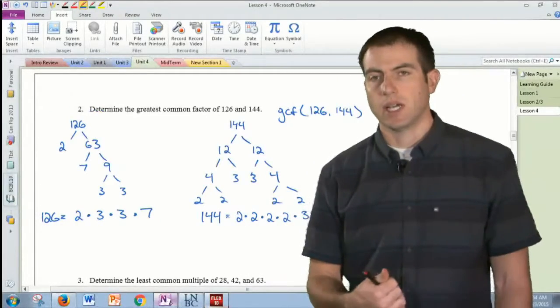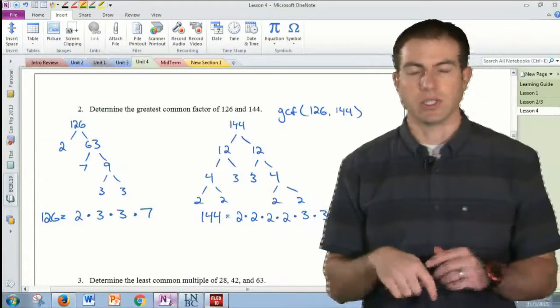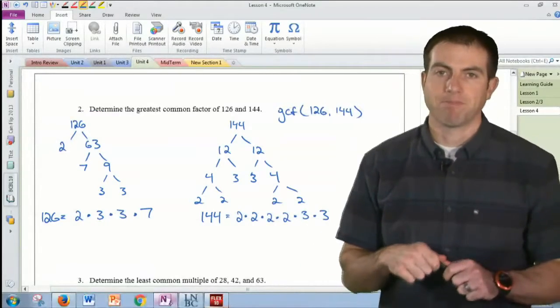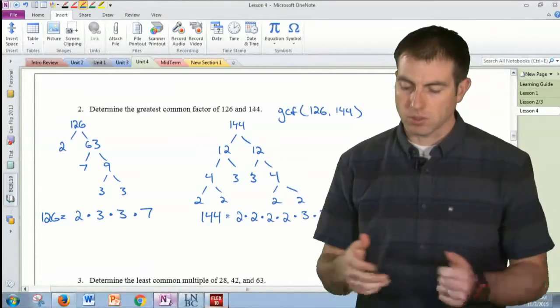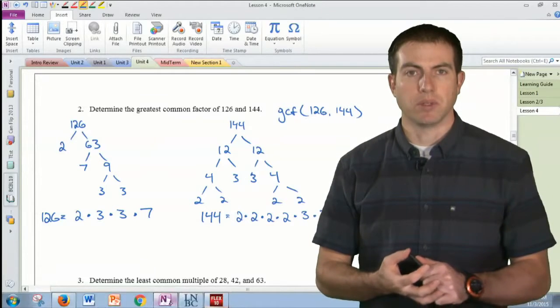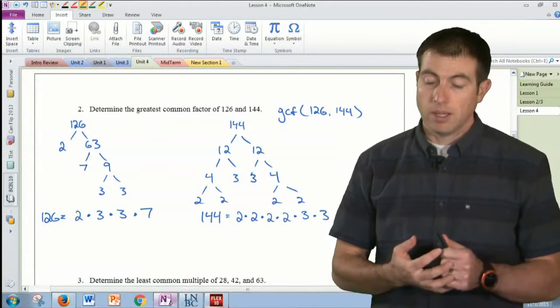Your factor tree doesn't have to look like mine. Your branches can go in different directions. It doesn't matter. But that's where you should end up. Everyone should always end up with the same prime factors for these numbers.